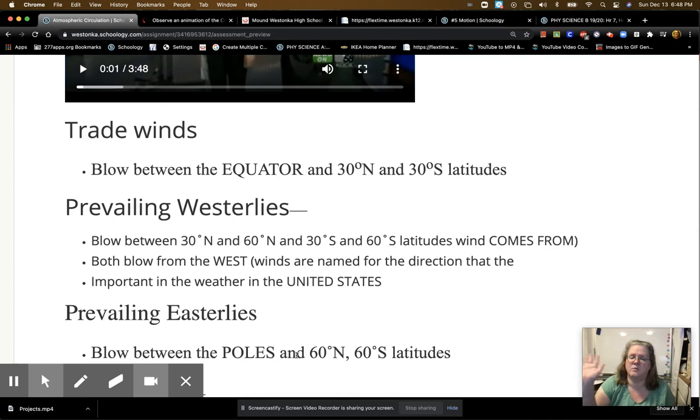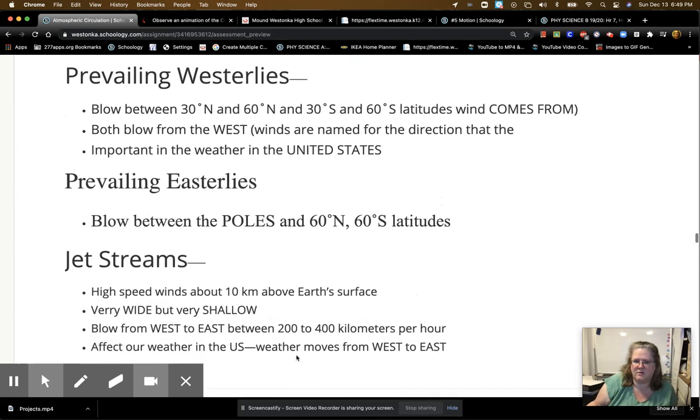So again, recap of the first set of notes we did and today's. This is the definition. Trade winds. They're blowing between the equator and 30 degrees north and 30 degrees south latitude. The prevailing westerlies blow between 30 north and 60 north, or 30 and 60 south latitudes. And this is the direction, remember, the wind comes from. Wind blows from west, so it's named the westerlies. And it's really the main impact driver in the United States.